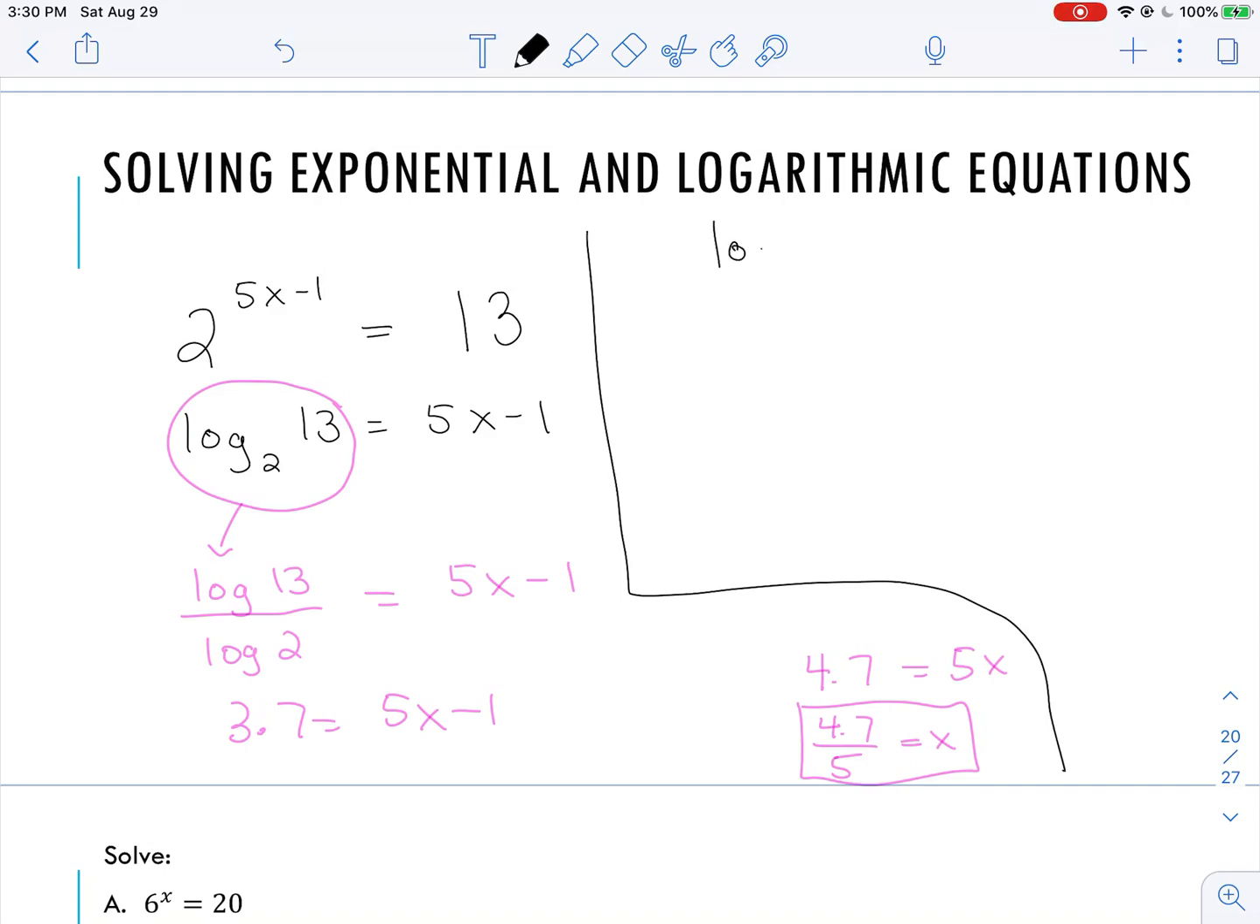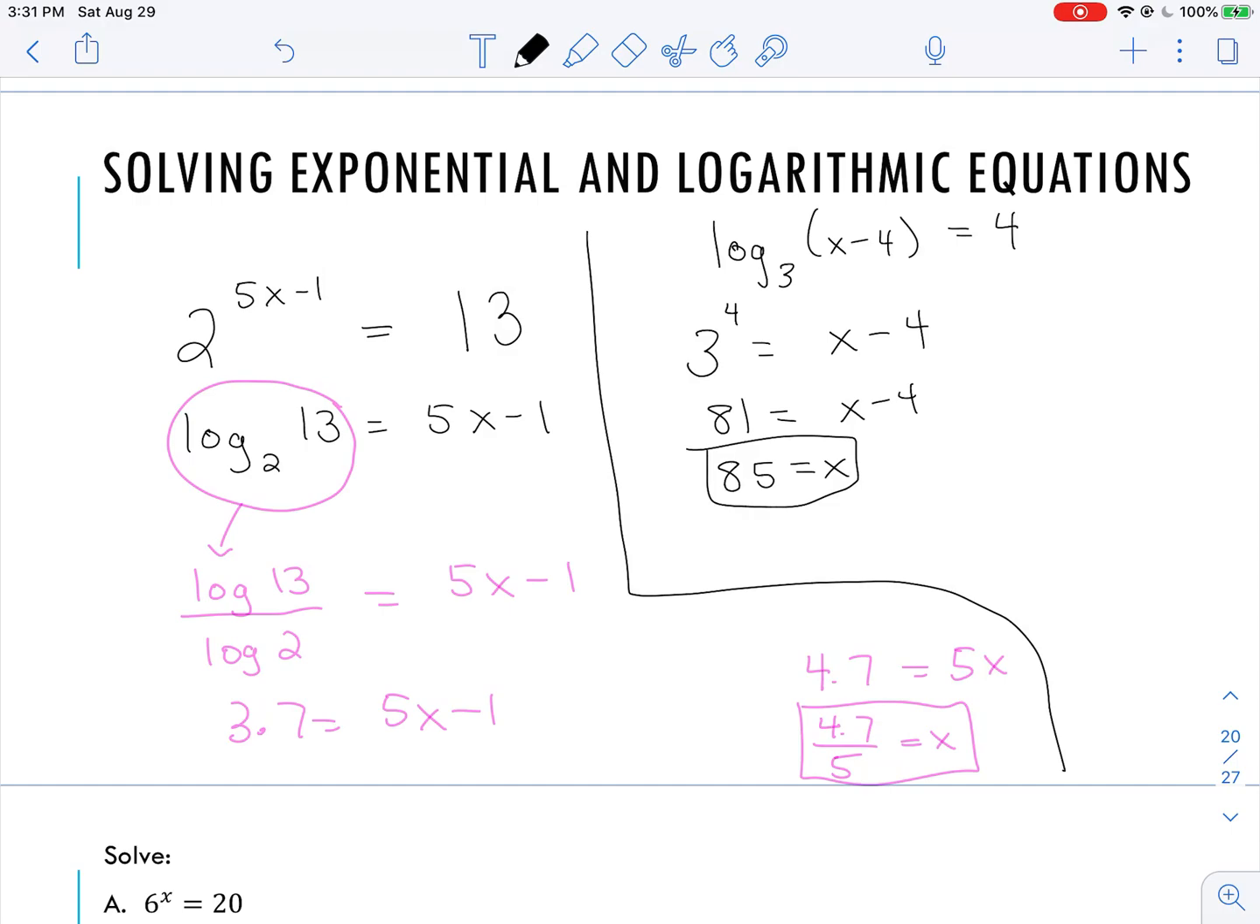If it's a logarithmic equation, so let's say we have log base 3 of x minus 4 equals 4, you would change it into an exponential equation and solve. So the base is 3, the exponent is 4, and that's going to equal x minus 4. Well, 3 to the 4th is 81, so 81 equals x minus 4. Add 4 to both sides, and x is going to be 85.